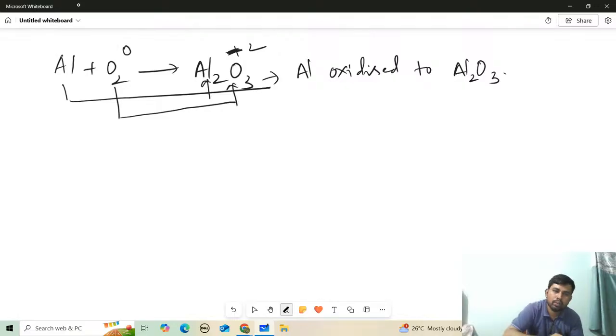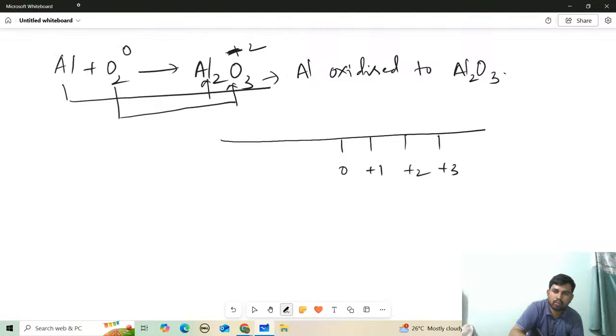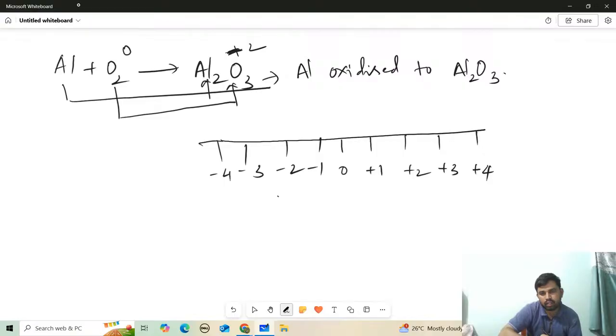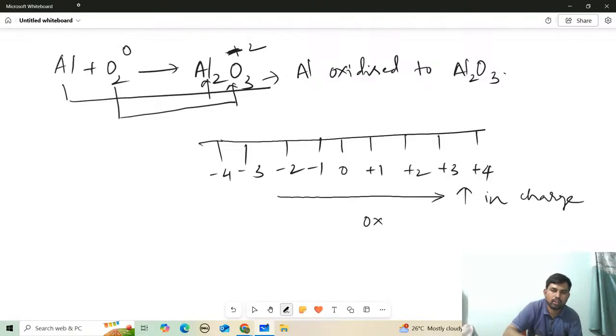Remember this one: this is 0, this is plus 1, this plus 2, plus 3, and plus 4. Similarly here minus 1, minus 2, minus 3, minus 4 and so on. So as we move from left to right, there is an increase in the charge, which is nothing but the oxidation process.